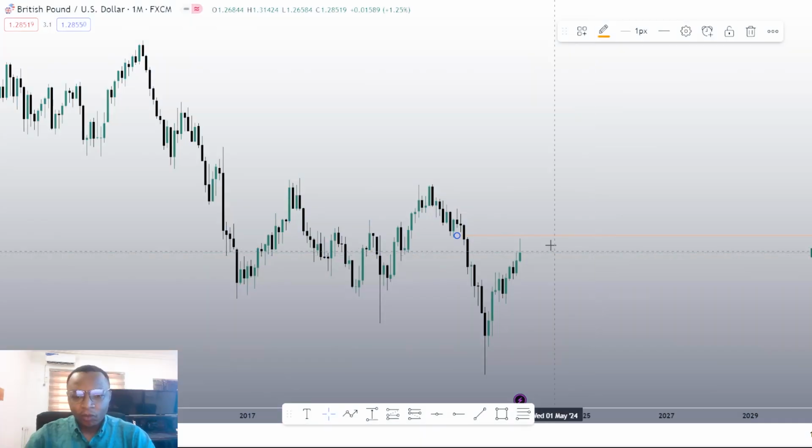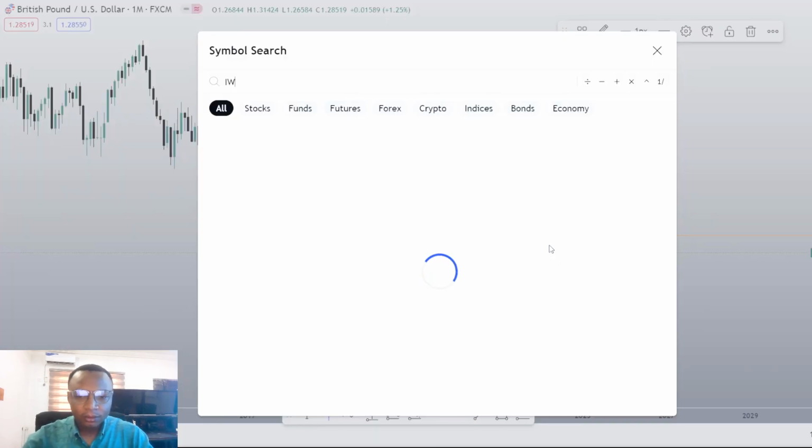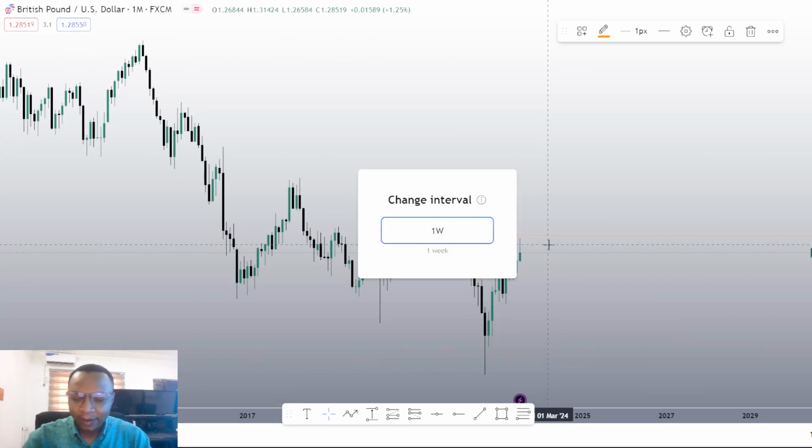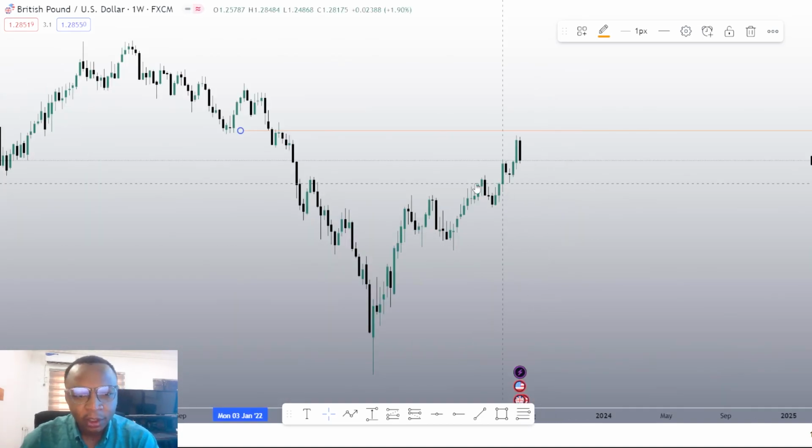Okay. All right. So continuing on the Great British Pound, we're going to be switching down to the weekly time frame to see what happened in the past week and what we project to see in the coming week.